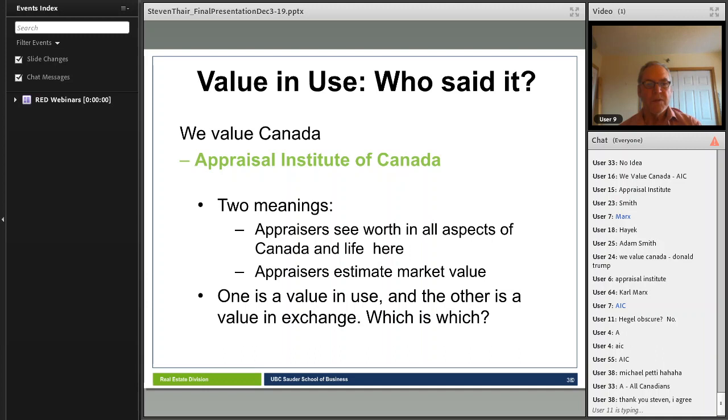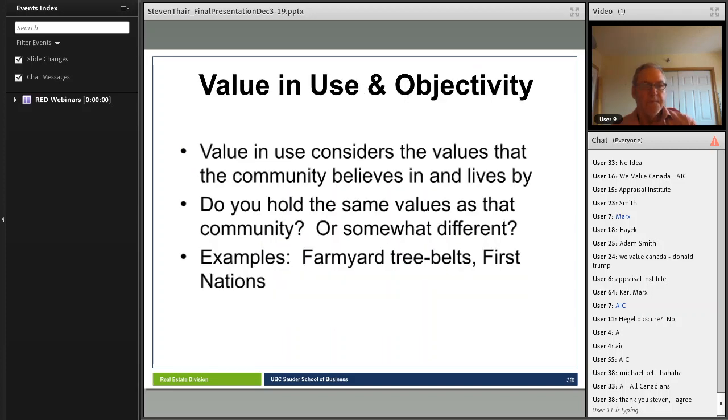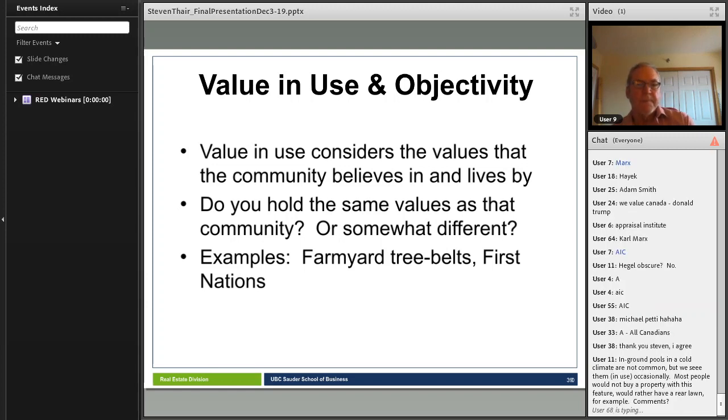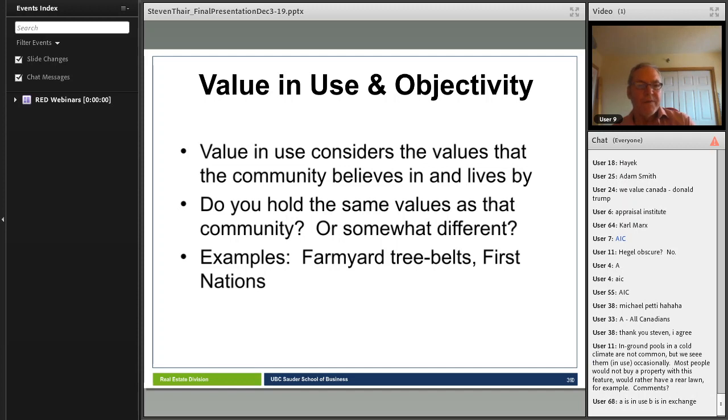So of these two statements, one is a value in use, right? When we say we value aspects of life in Canada, that's a value in use. We see a way to use living in Canada, a way that we can get something we want, and that's a value in use. Value in use considers the values that the community believes in and lives by. So, like I say, in order for any widget, people have to see a value in it.